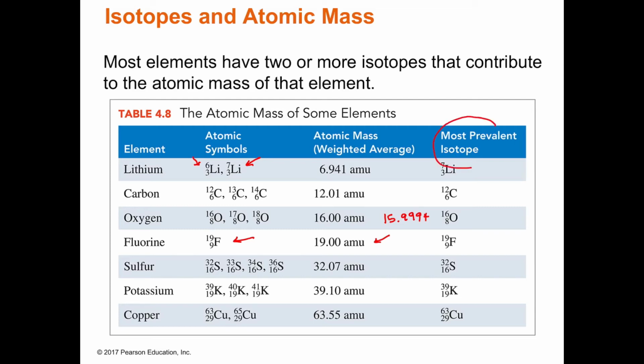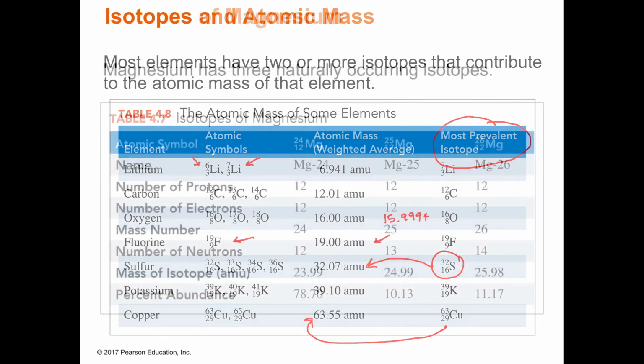Okay, over to the right here, this tells you the most prevalent isotope, and you'll see for the most part, if we have the most prevalent isotopes, so like copper 63, that's why this mass is similar to copper 63 versus copper 65. Like this, we have sulfur 32, that's why this mass is closest to 32. Okay, so you can figure out the most prevalent isotope based on this atomic mass.